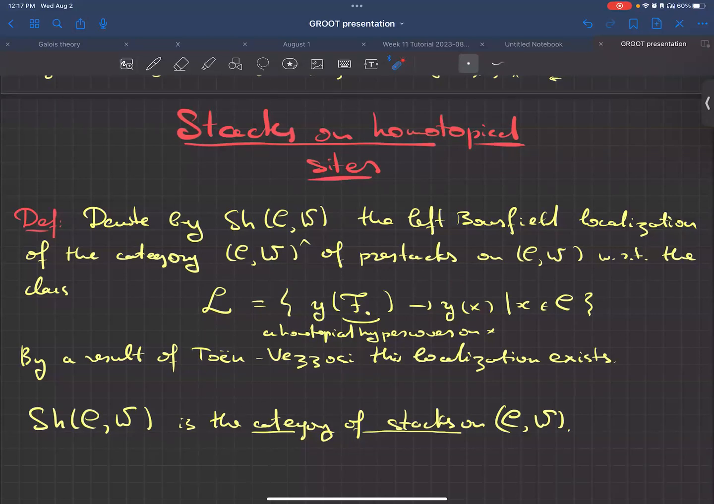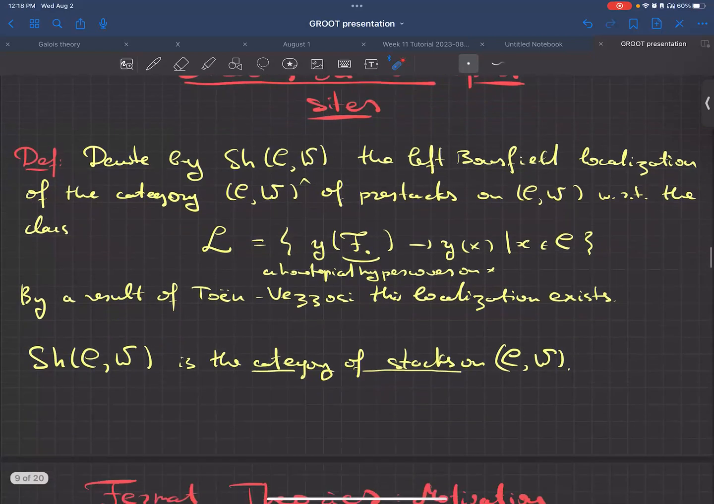So essentially what happens here is that we define the category of sheaves as the category of objects which have the homotopical descent property, i.e. if we evaluate them on a homotopical hypercover, the result should be the same as if we evaluate them on an object, I mean, roughly. And then we say that this category is the category of stacks on C_W.